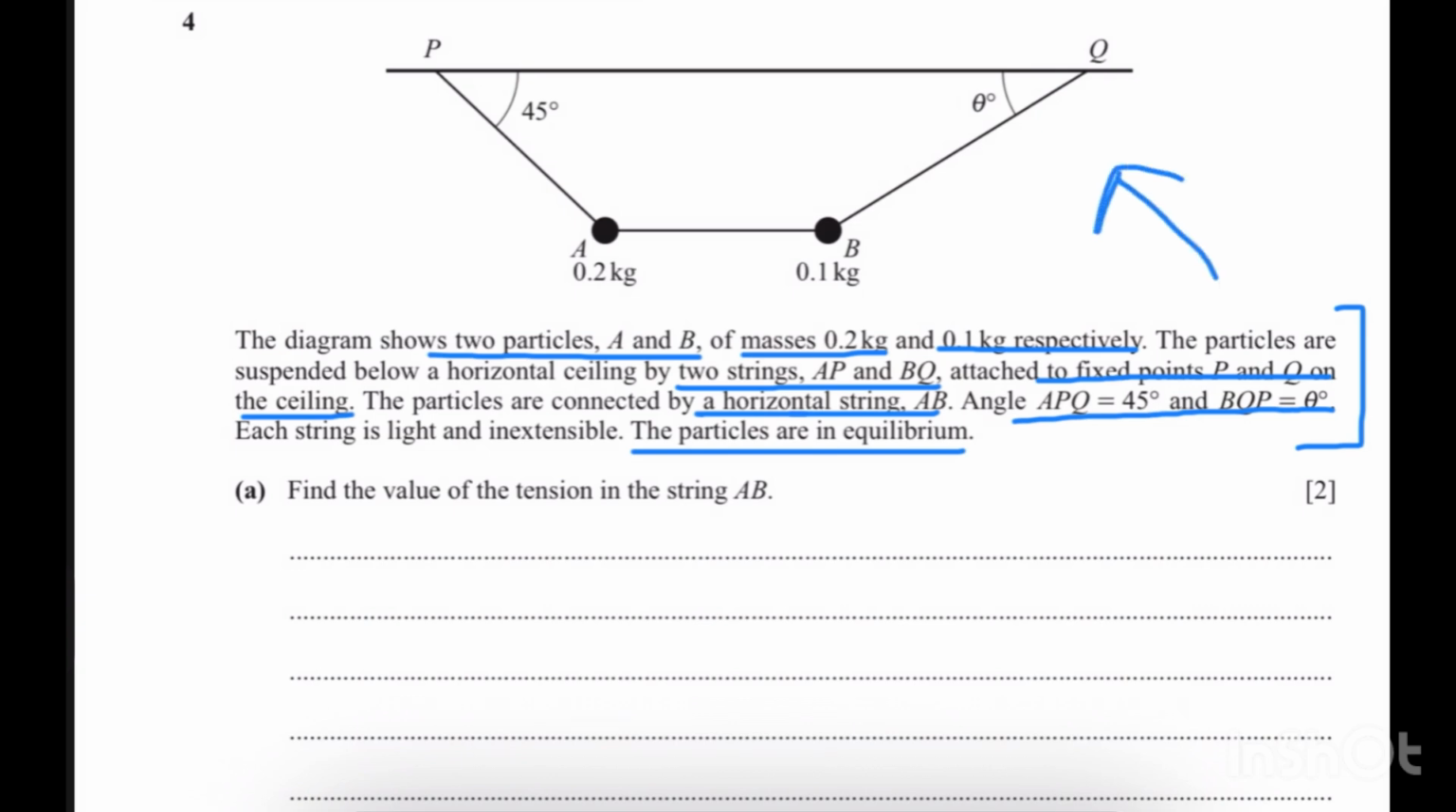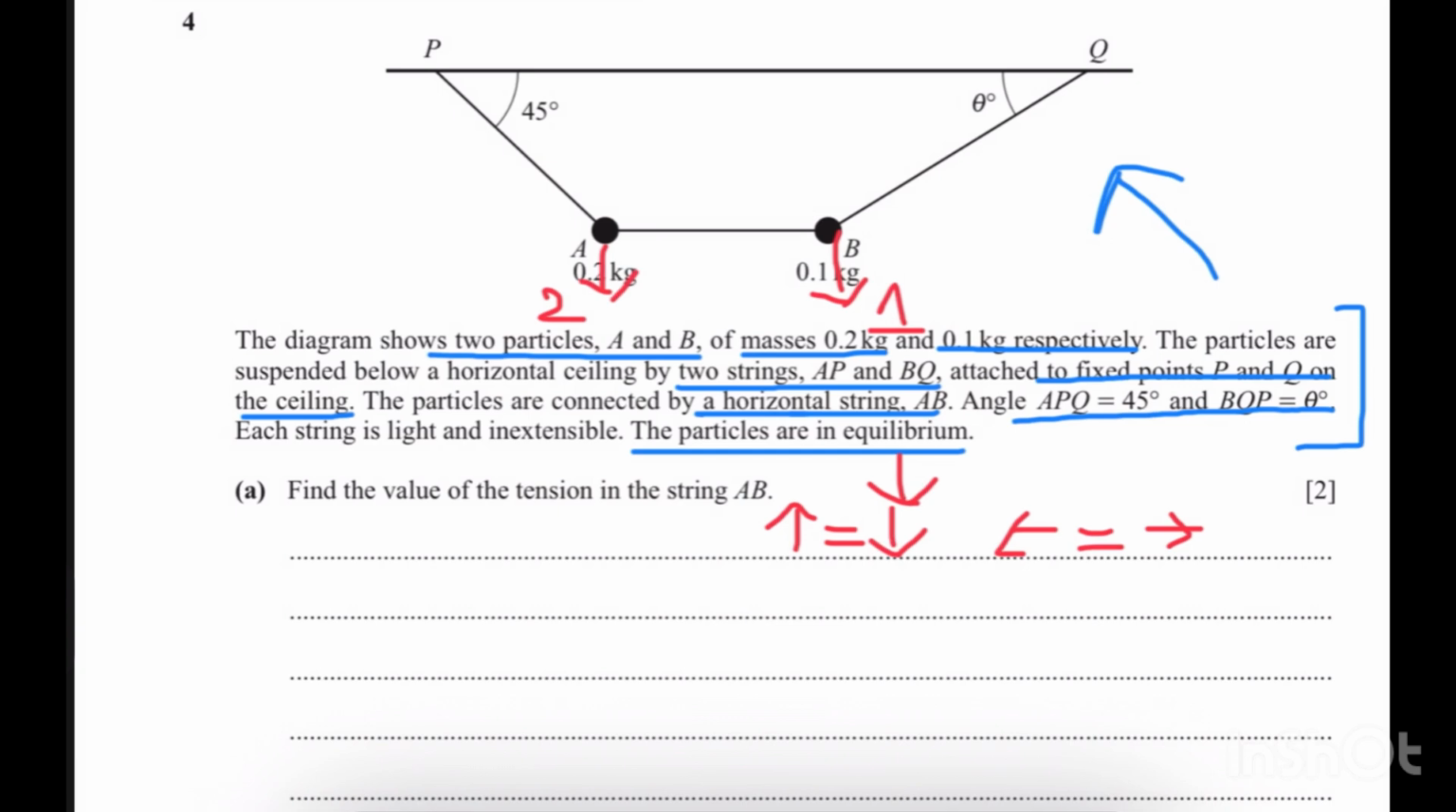The only additional information that they've given us is that the particles are in equilibrium. So what that means is that if a particle is in a state of equilibrium, the forces acting upwards on the object must be equal to the forces acting downwards, and the forces acting leftwards must be equal to the forces acting rightwards. So we need to resolve the tensions in the string as well as the weight. So particle A has a mass of 0.2 kg, which means it has a downward weight of 2, and B will have a weight of 1, which acts downward as well.